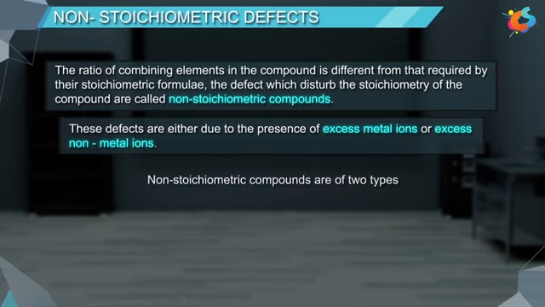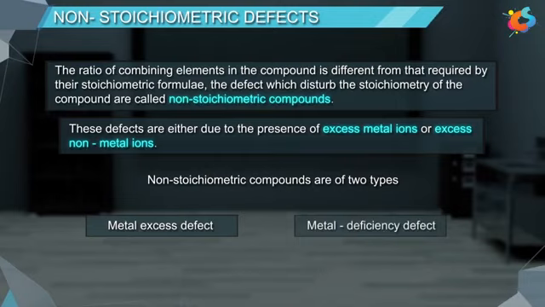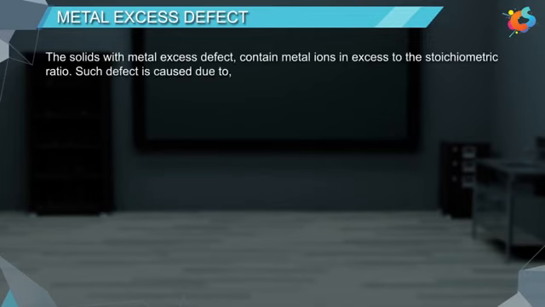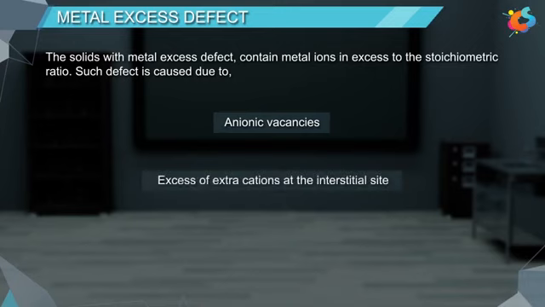Non-stoichiometric compounds are of two types: metal excess defect and metal deficiency defect. Metal excess defect: the solids with metal excess defect contain metal ions in excess to the stoichiometric ratio. Such defect is caused due to anionic vacancies or excess of extra cations at the interstitial site.